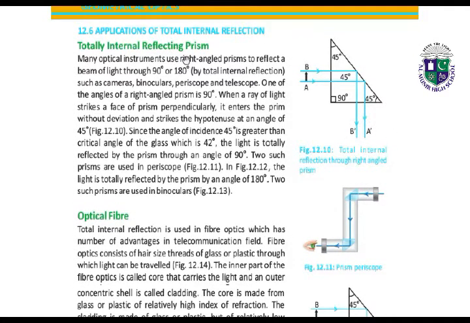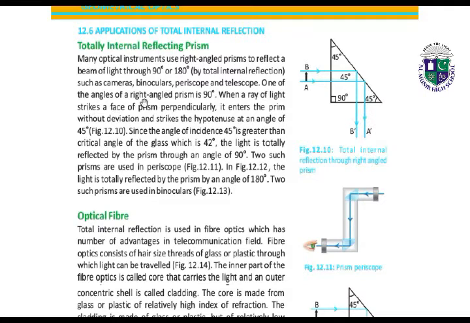Totally internal reflecting prism is the first application of total internal reflection. Many optical instruments use right angle prisms to reflect a beam of light through 90 degrees or 180 degrees by total internal reflection, such as cameras, binoculars, periscope and telescopes. All these are examples of optical instruments that use right angle prisms to reflect the beam of light through 90 degrees or 180 degrees.